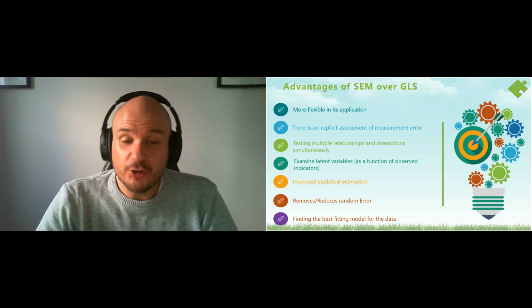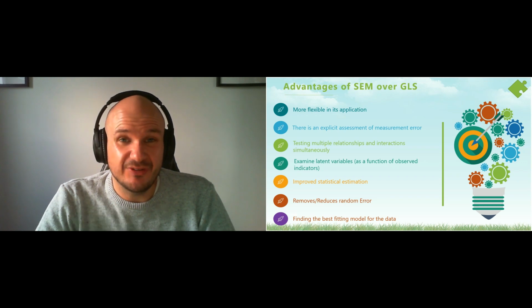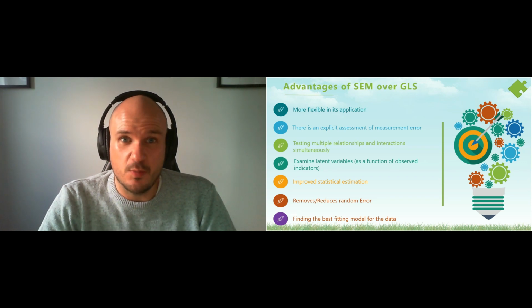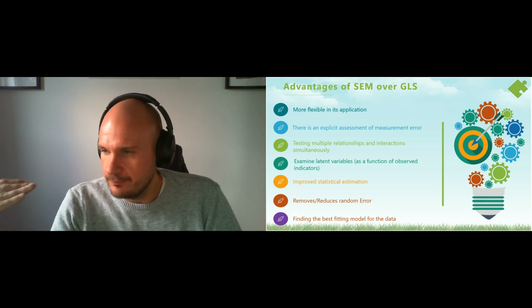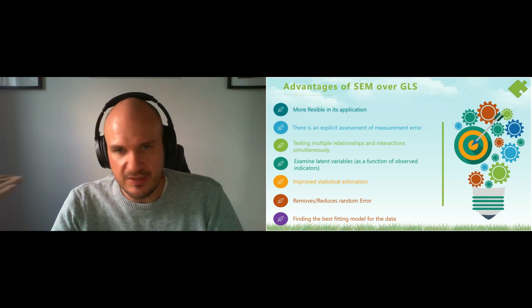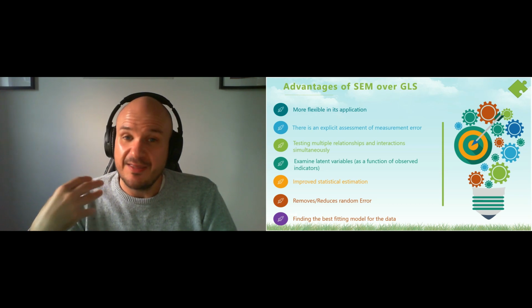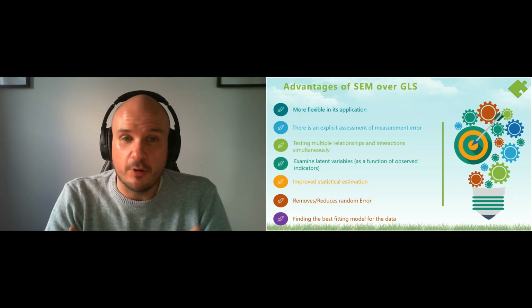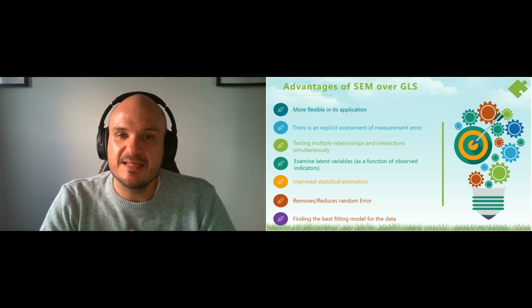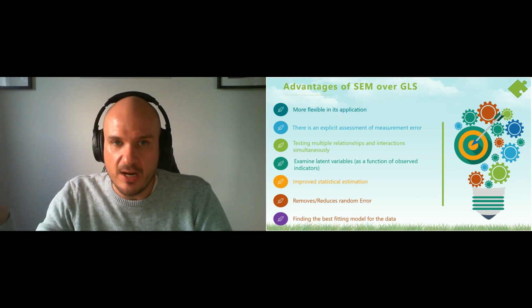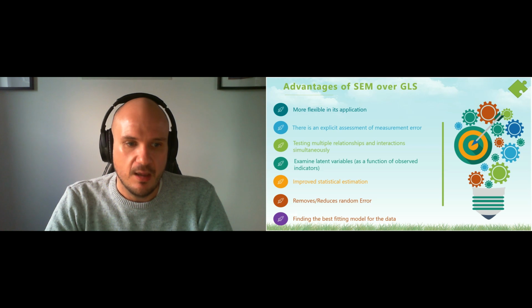We also test multiple relationships and interactions simultaneously, unlike the GLS method where we take one independent variable to our dependent variable, then a next IV to our DV, then the next. And like that, we look at all of these things together and we model these things simultaneously, which is important because then we can estimate the flow of information between our different factors.